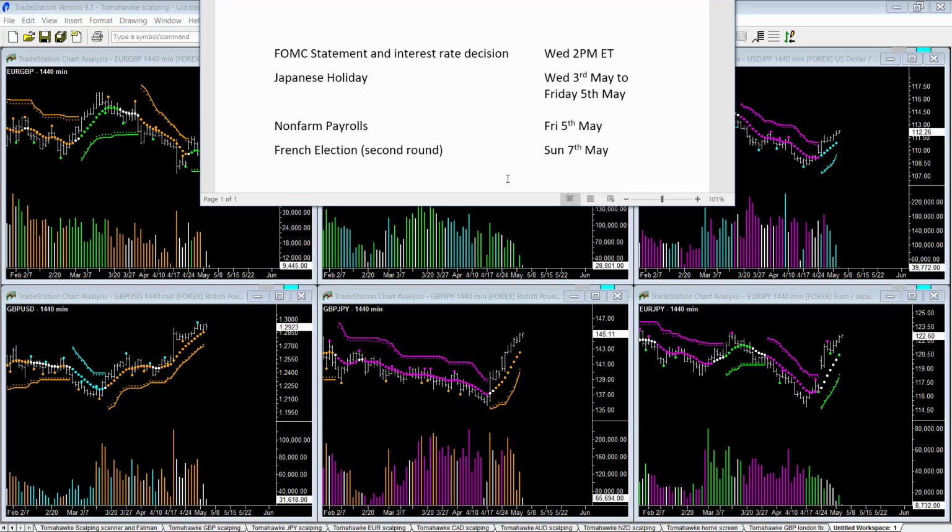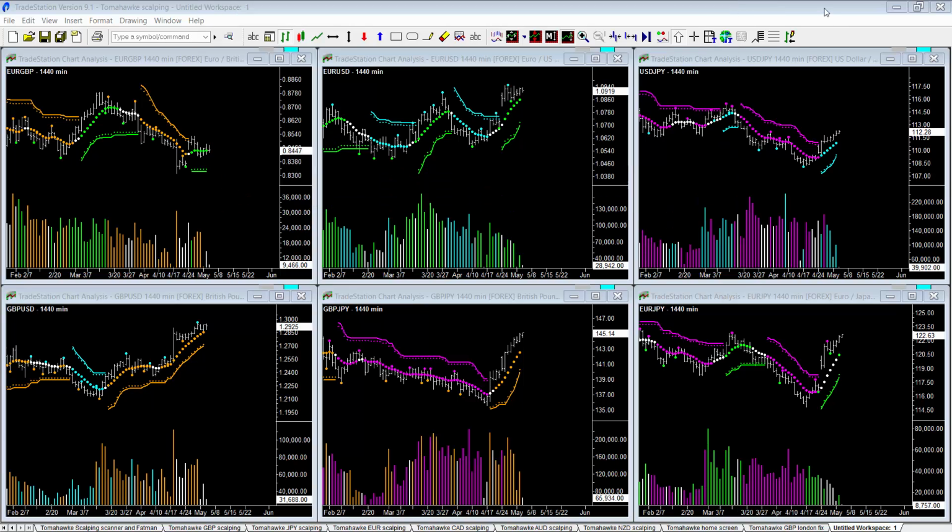Eastern. We then have Japanese holidays, and that's from today through to Friday, where a large part of the market won't be actively trading. We also have the non-farm payroll on Friday, and then the big one is the French elections, the second round on Sunday, the 7th of May. So running up to these major events is very tricky to trade.